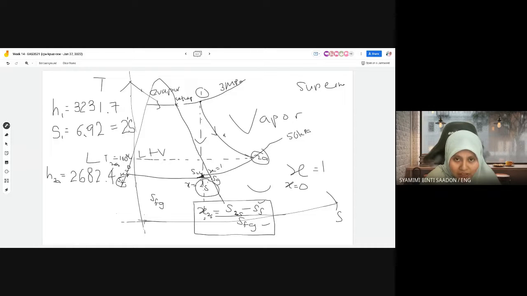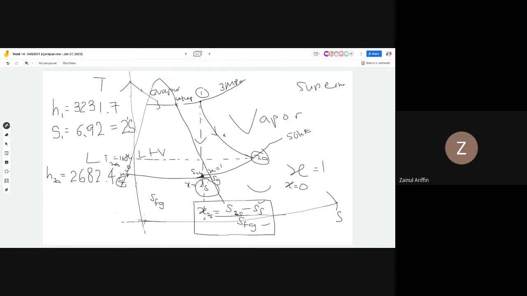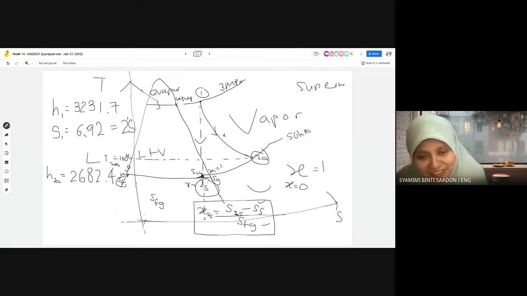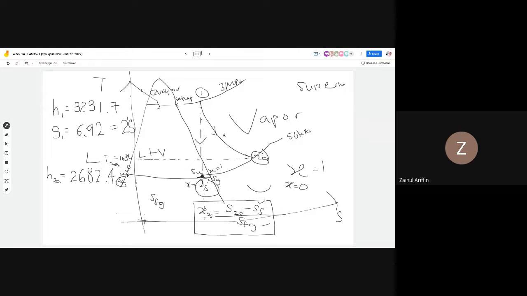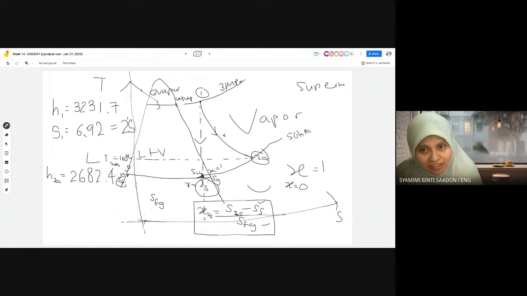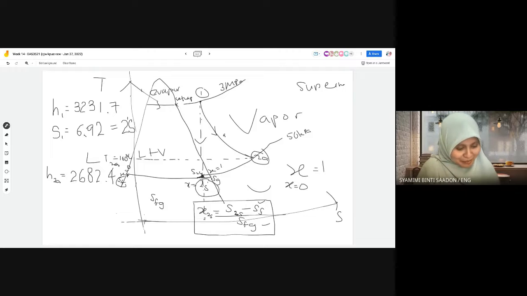Which table? Is it by using table A12? A12 ke you mention? Yes, Doctor. A12 apa ya? But obviously it's not A12, but A12 what? A12 state. Okay. A12 is refrigerant 134A.